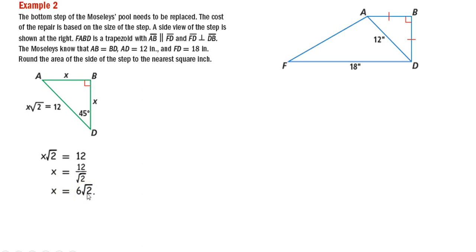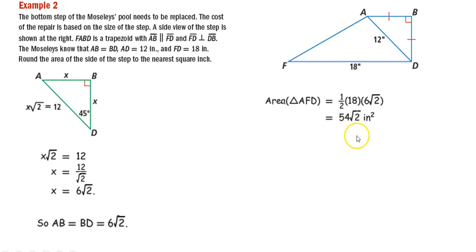And that's not unlike example 1, where we get from 12 over the square root of 2 to 6 times the square root of 2. Those two are the same value. And we do that again by multiplying the numerator and denominator by the square root of 2. If that's confusing, go back and look at example 1, because we did that same exact process. So that's how long this part is right here. AB and BD are 6 times the square root of 2.